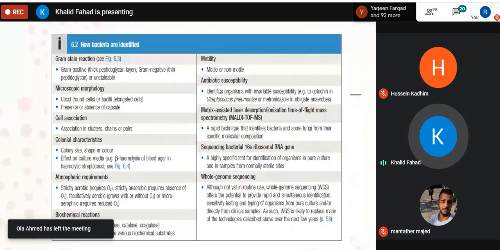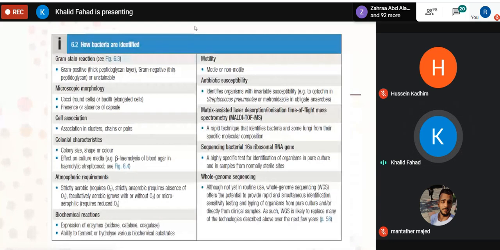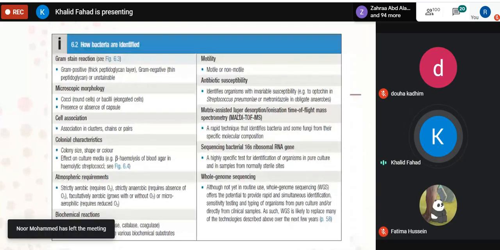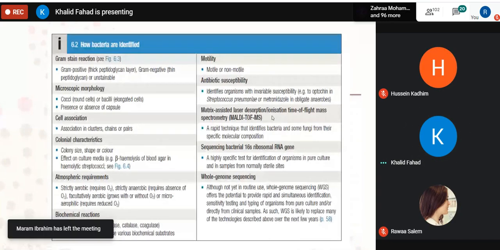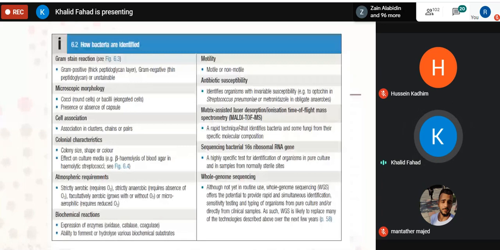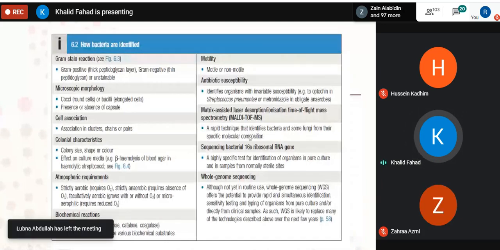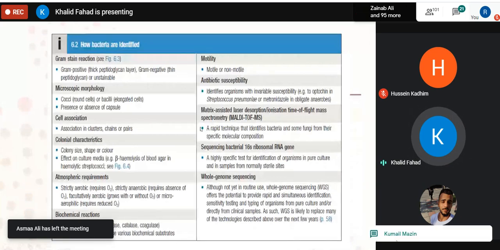Or sometimes there is a new classification according to matrix-assisted laser desorption ionization time-of-flight mass spectrometry. This is a new type of identification of the organism, a rapid technique that identifies bacteria and some fungi from their specific molecular composition. So we can identify bacteria not by the usual classification, either gram stain or morphology, but using molecular composition.